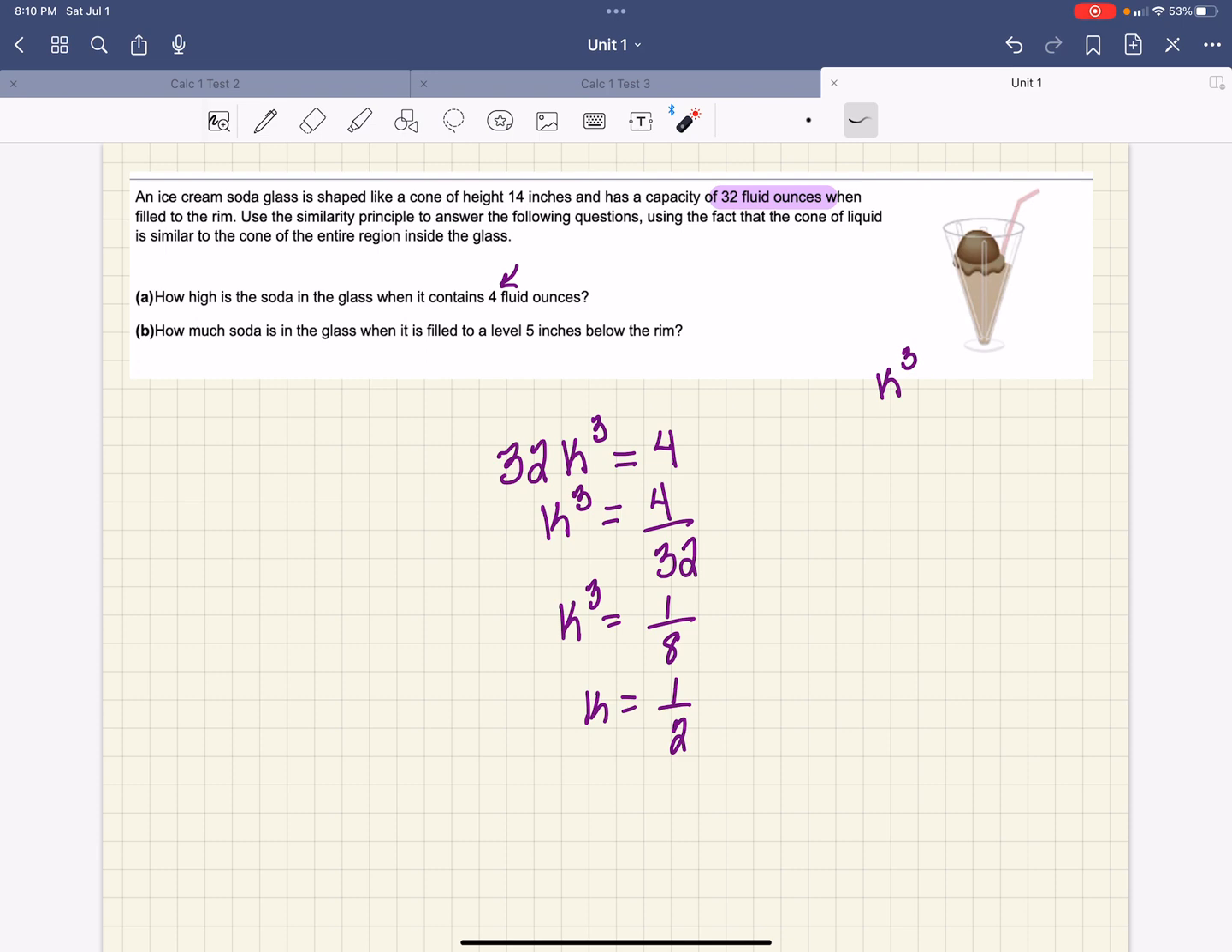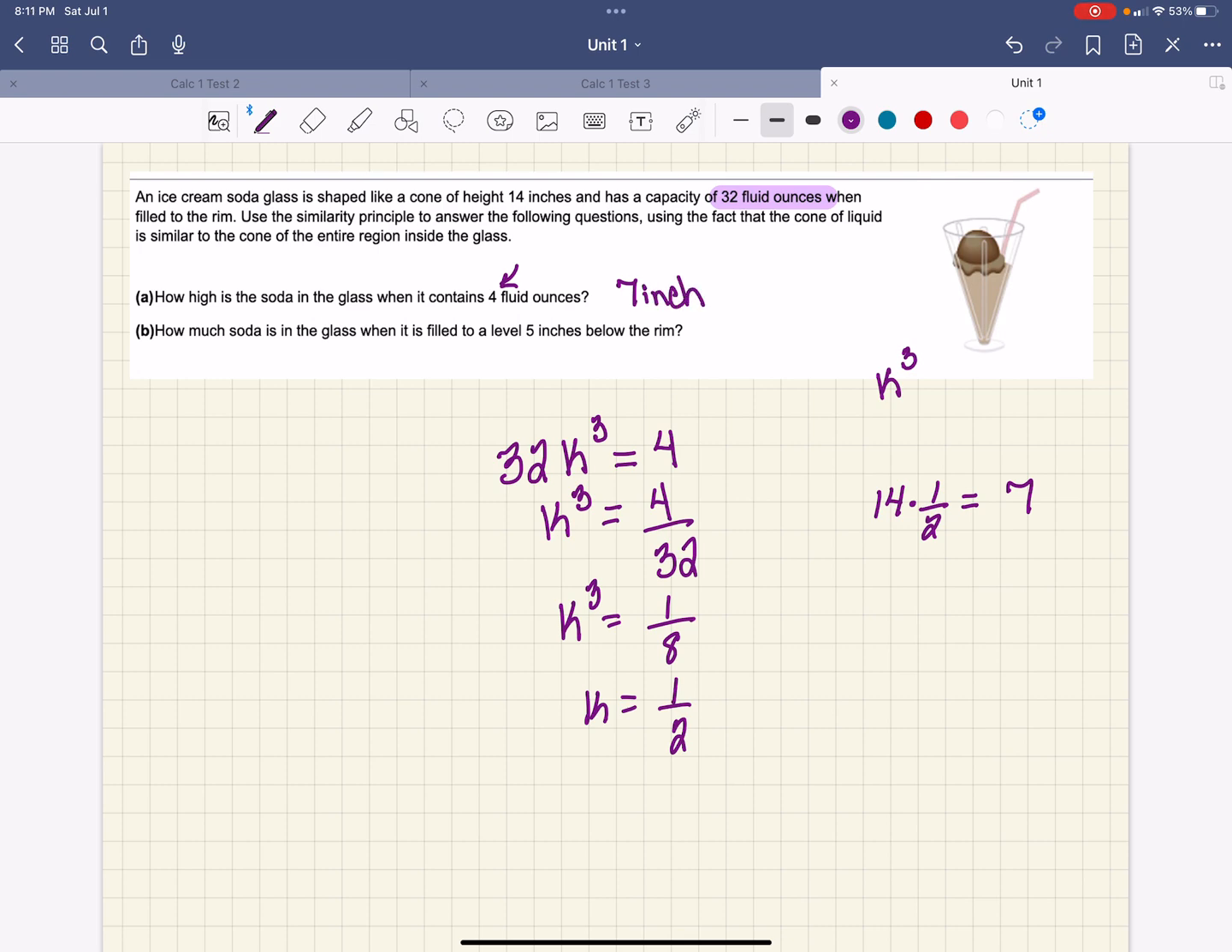So in this situation, I'm going to take this 1/2, and then we're talking about the height. So I have half of my height. When I have 4 fluid ounces in here, I'm only talking about half of my height. Okay, and so half of my height, I'm going to have 14 times 1/2, and that's going to give me the height of 7. And so it is 7 inches high when it has 4 fluid ounces.